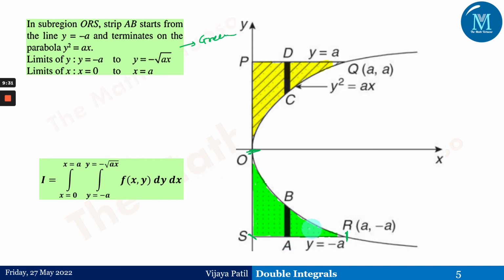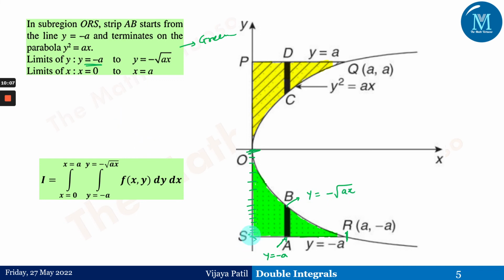As I have already explained, if you consider a strip parallel to y-axis, we have to understand the lower end and the upper end for the inner integral y. So this y is from y is equals to minus a, because the lower end of this particular curve is lying on y is equals to minus a. Upper end is on the curve, which is y is equals to minus of square root of ax. Because in this area, if you observe here, this is the negative y. So all these points on this particular parabola are negative, and that's the reason y is equals to minus of square root of ax.